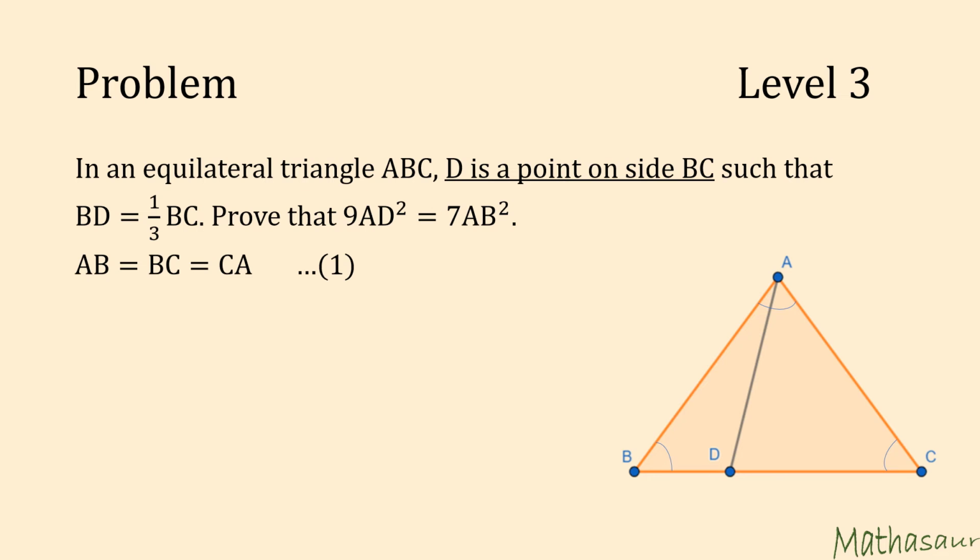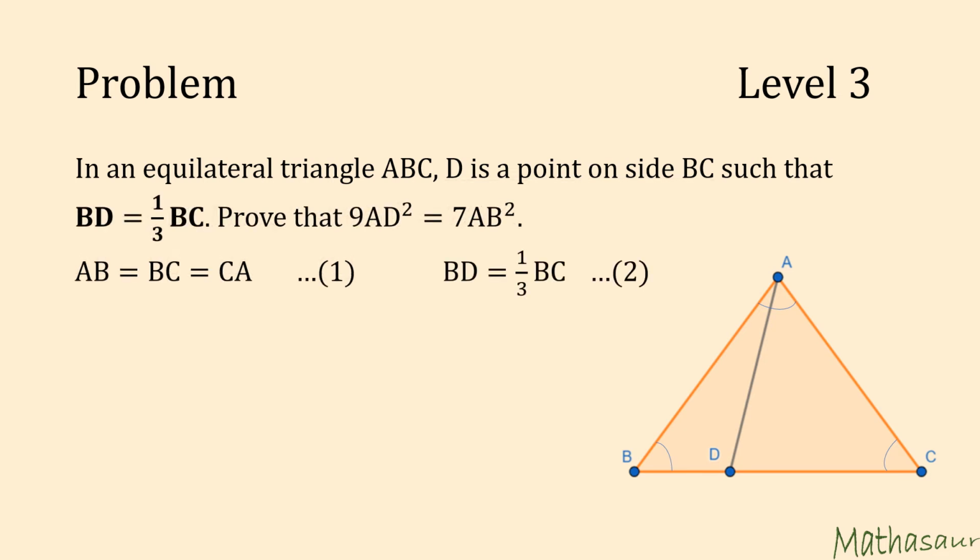Now we are given D is a point on side BC such that BD is 1/3 of BC. So D is closer to the vertex B. Let us draw AD and let us write down the second statement as BD is equal to 1/3 of BC. Now we have to prove something about AD and AB.